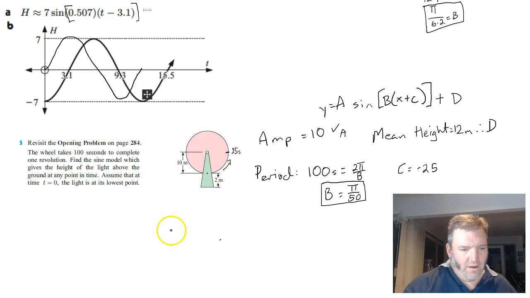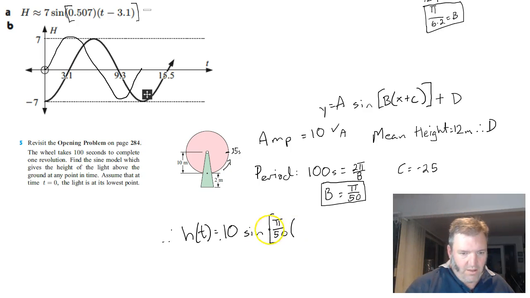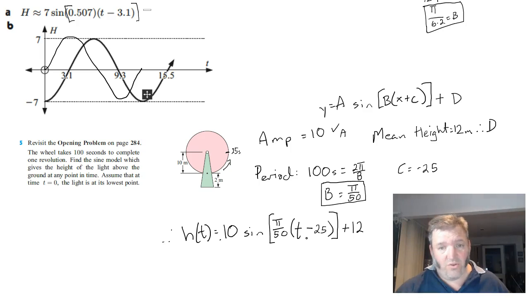There we go. So height at any time t is going to be, the amplitude is 10. We've done a sine curve here. B is pi over 50. Now we don't want to just find the sine of pi over 50. It's pi over 50 multiplied by some value of x, which in this case is not going to be x. It's going to be t because we're doing this in terms of time. I want to shift to the right by 25, so I've got to have minus 25. That's what I wanted there. And then shift the entire graph up by 12 meters. So that should be what we're after.